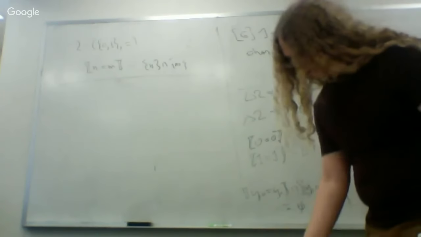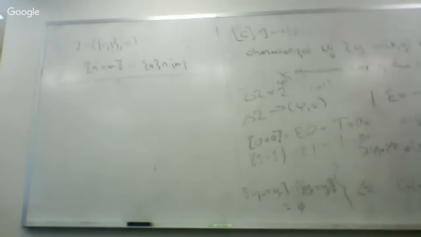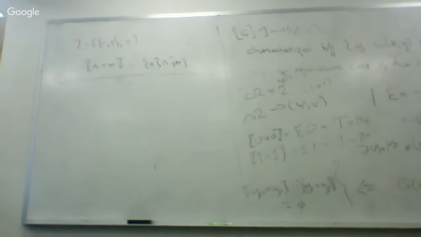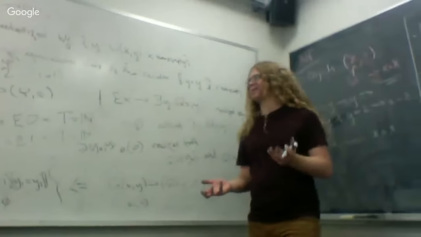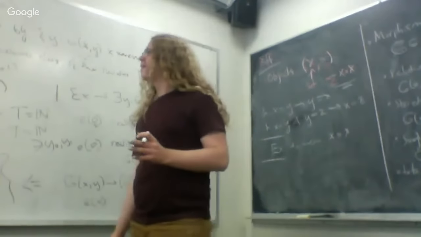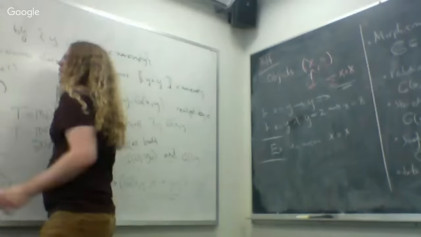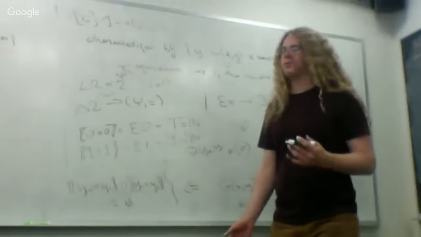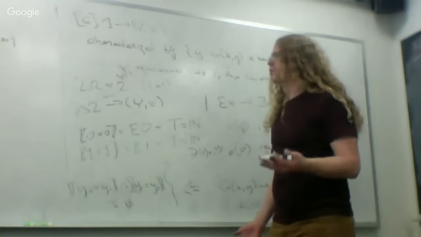Okay. And interestingly, this sort of captures the difference between, well, in some way, which I don't really understand, but, you know, so be it. This difference captures the difference between the effective topos and the category of sets, the topos of sets.